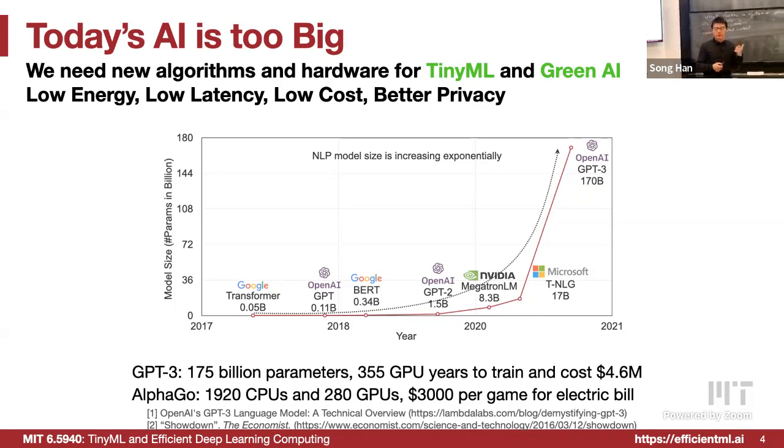So recently, ChatGPT, the GPT-3, actually contains 175 billion parameters. It takes 355 GPU years to train and costs more than $4 million, pretty expensive. And AlphaGo beating Lee Sedol took 1,920 CPUs and 280 GPUs, which costs $3,000 per game just to play one game.